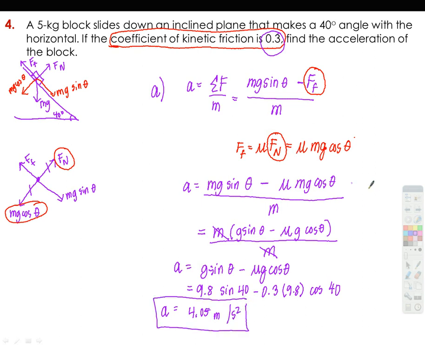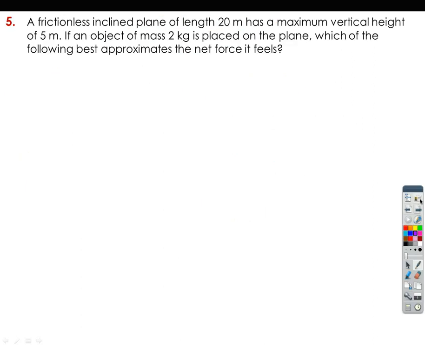Alright. Next, number 5, and the last number. A frictionless inclined plane of length 20 meters has a maximum vertical height of 5 meters. If an object of mass 2 kg is placed on the plane, which of the following best approximates the net force it feels?